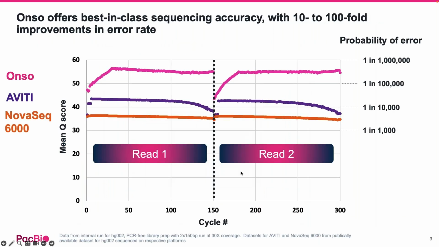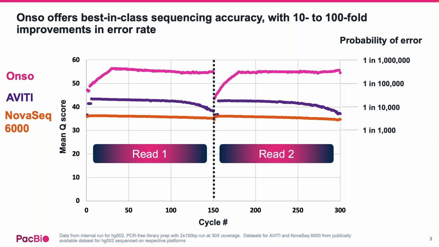So how much more accurate are we talking here? I'm showing in this plot the empirical Q-scores per base. Onso is in pink, Element's AVITI is in purple, and Illumina's NovaSeq 6000 is in orange. For all three technologies, these plots are from whole genome sequencing of the HG002 reference sample. To orient you, on the x-axis is the cycle or base number, and on the y-axis is the mean empirical Q-score per base across all reads. And on the right, I'm showing what those Q-scores mean in terms of the probability of error.